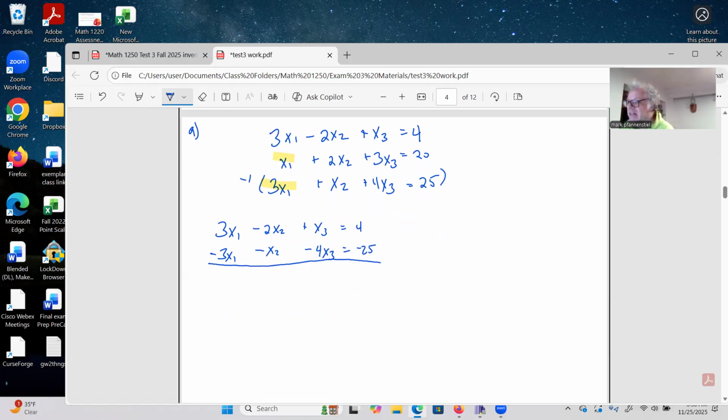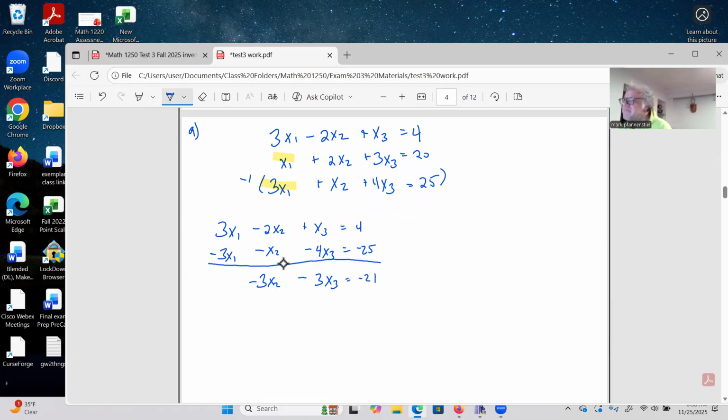Let's add this up. We have no more x1s when I add these two equations together. We have minus 2 minus 1, so minus 3x2. Then 1 minus 4, that's going to be another minus 3x3. And then we have 25 minus 4, which I believe is going to be negative 21.